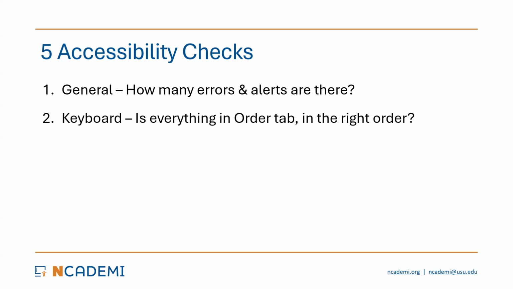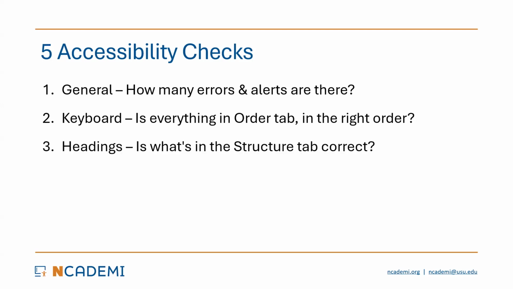Next is the keyboard. This is really important for people who are using assistive technology devices that mimic the keyboard. It's also really important for people using screen readers who are not able to use a mouse or something like that. We're asking 2 questions here, so I snuck in maybe a 6th check for you all: is everything in the order tab of WAVE, and is it in the right order?